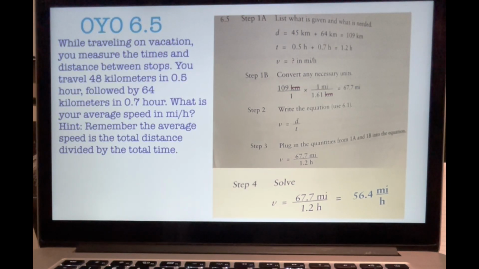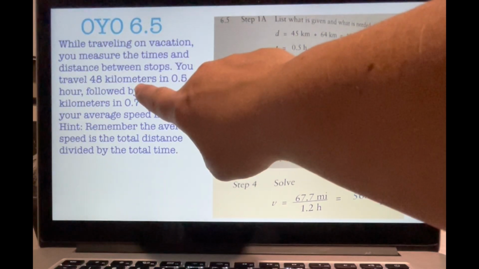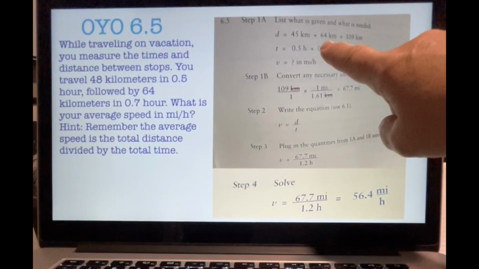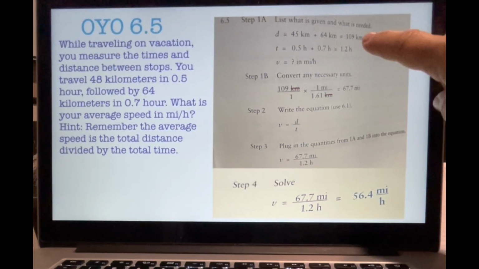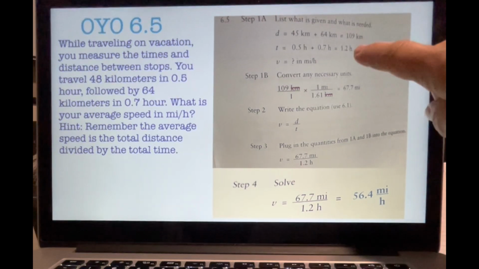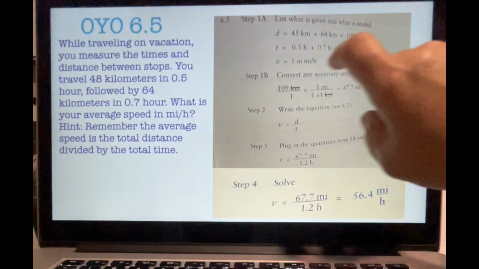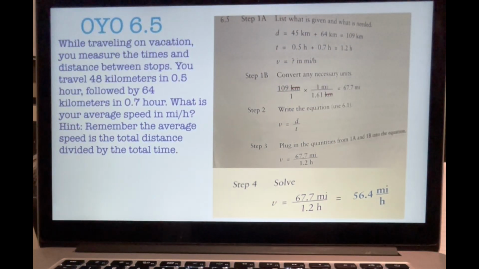So, step 1A, list what is given and what is needed. All right, our distance, we have 2, 45 kilometers and 64 kilometers. They shouldn't have said 48. So we have 109 kilometers. Our time is 0.5 hours and 0.7 hours. So that's 1.2 hours. We're trying to solve for our speed.